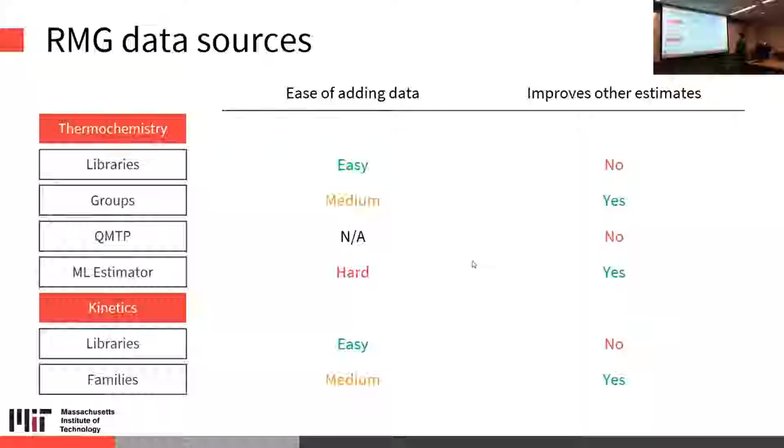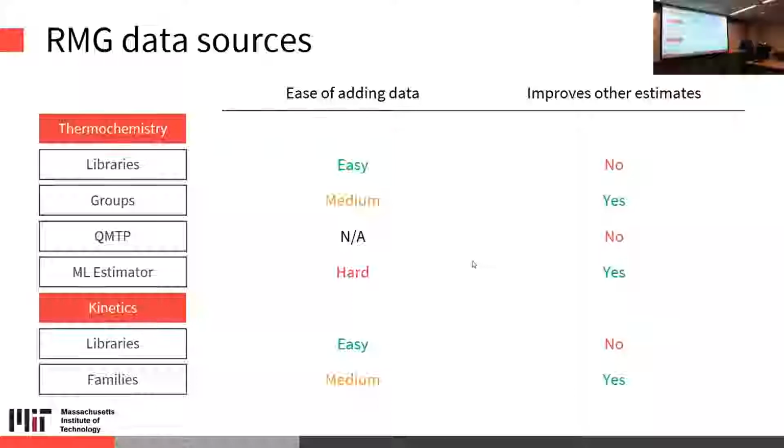So now just going through this list, for thermochemistry, we have these libraries, which are very easy to add things to, but again, they don't improve other estimates. Adding new group additivity values is more challenging, but with the benefit that it does improve other estimates. We have the QMTP functionality in RMG, which runs on-the-fly quantum calculations using semi-empirical methods, which is sort of irrelevant in terms of adding data, but again, it doesn't improve other estimates.